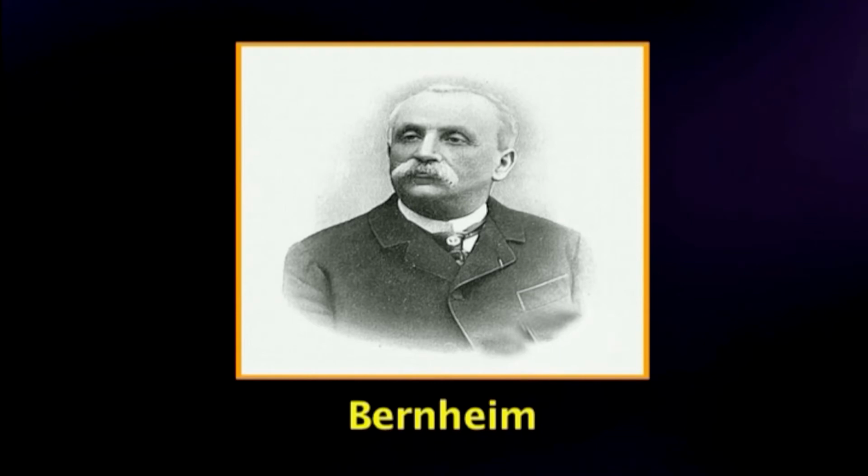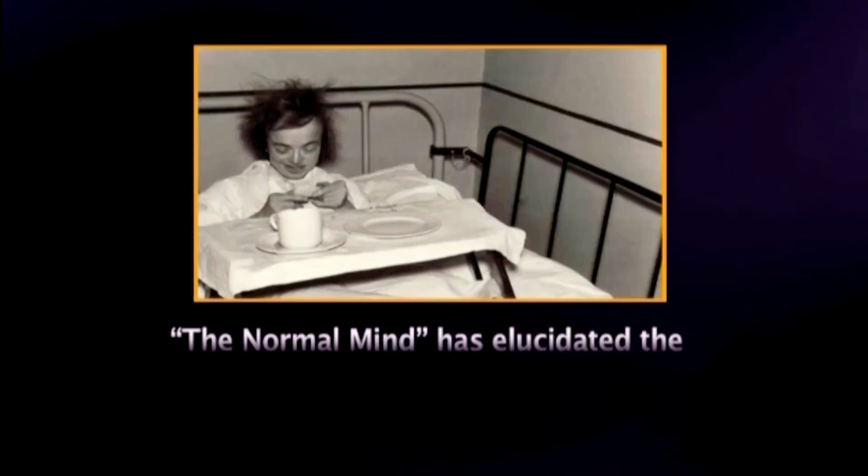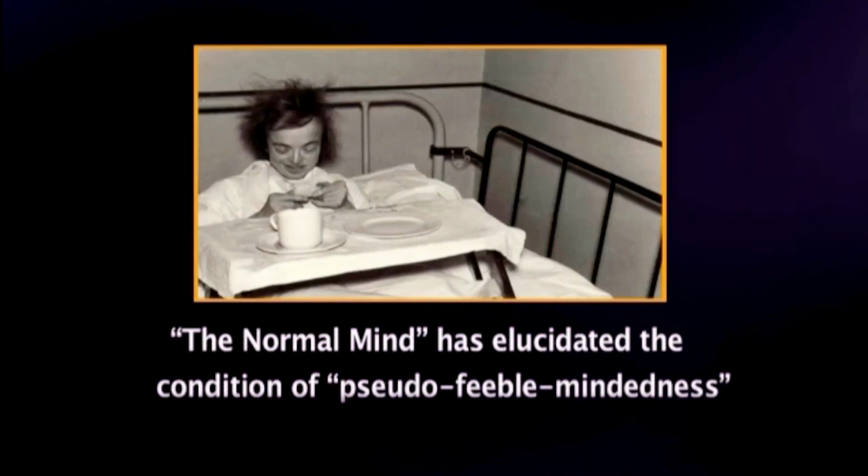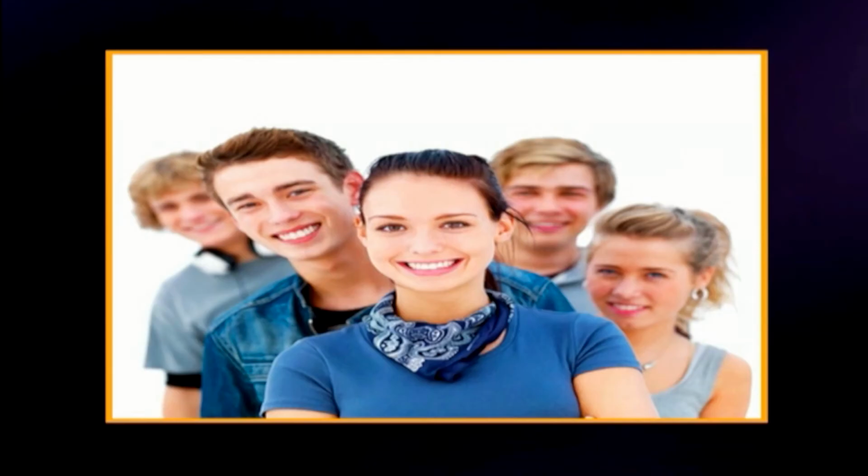This tendency of withdrawal is to be seen in the form of a shy, solitude-loving and frightened nature. Burkheim, in his book The Normal Mind, has elucidated the condition of pseudo-feeble-mindedness in his example of very strong withdrawal. Such a state is less to be seen among adults than among youngsters.